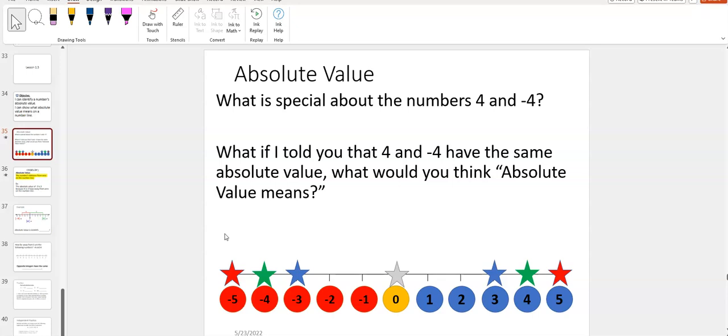So think back to when we made our number line in lesson 1.1. What was special about the numbers 4 and -4? Hopefully you said that what was special was that they were opposites. They're opposites on the number line, which means that they are the same units from 0. So -4 is 4 hops from 0 and 4 is 4 hops from 0. Now, what if I told you that 4 and -4 have the same absolute value? What would you think absolute value means?